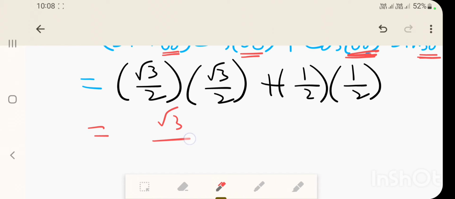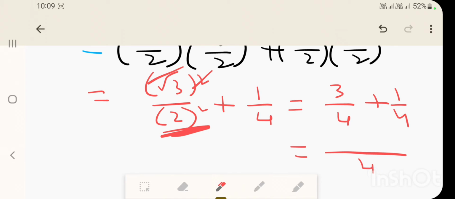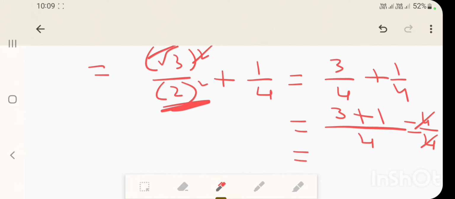Root 3 into root 3 by 2, that is root 3 square over 2 square. 1 by 2 into 1 by 2 we get as 1 by 4. And we know the square and root will get cancelled. So we get here 3 by 4, 2 square in the denominator, plus 1 by 4. This is a simple LCM, we take 4 and here 3 plus 1, that is 4. 4 by 4, remember, it is 1. Some students say it is 0, by confusion. It is not 0, it is 1. 4 divided by 4 is 1. So what they have asked, we got the answer, it is equal to 1.